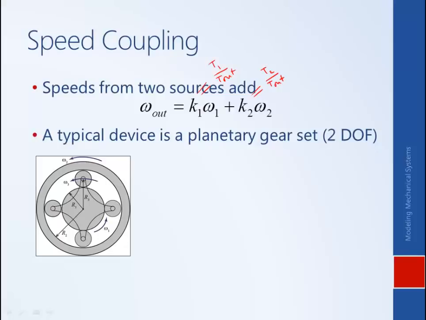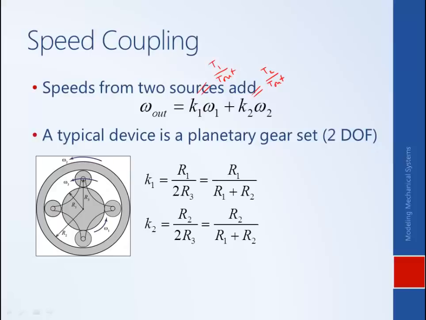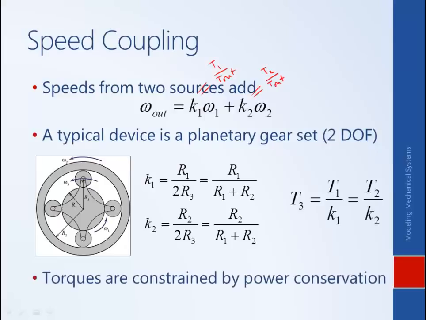The relationships between the various speeds of these different gears again goes back to this no-slip condition, where the velocities at the point of interface must be equal because the gears mesh without slipping. And we won't go through it in this class, but you can derive these relationships by using this no-slip condition and the geometry of the system. The torques are constrained by power conservation as we defined up here.